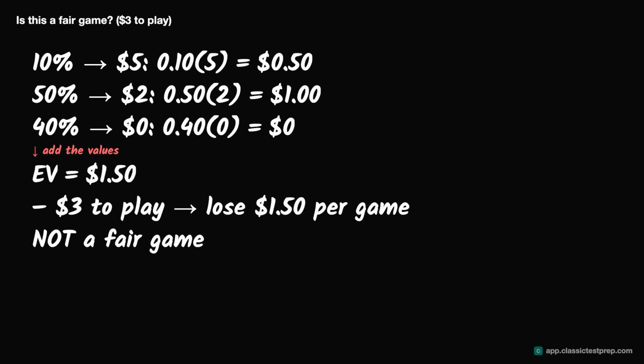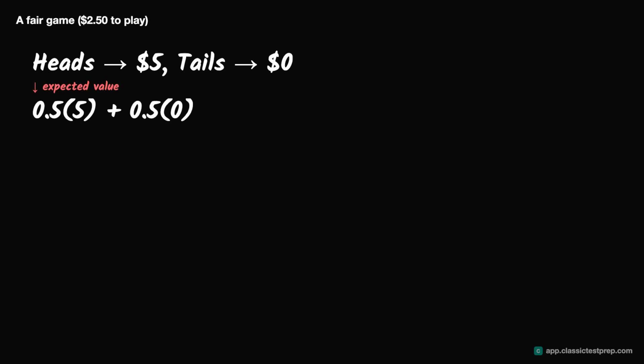A fair game is when the expected value of playing the game equals the cost. So let's take a look at a fair game. It costs $2.50 to flip a fair coin, meaning that there's a 50% chance of landing on heads and a 50% chance of landing on tails. That's what a fair coin is. If you land on heads, you get $5. If it lands on tails, you get nothing. Is this a fair game?